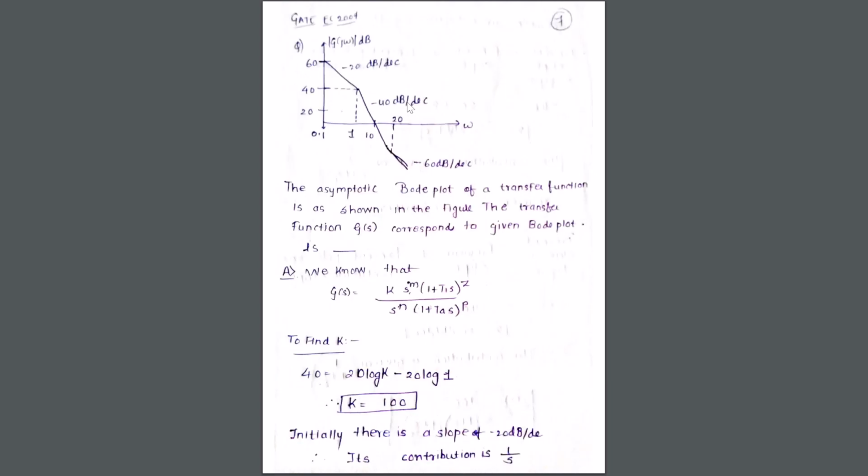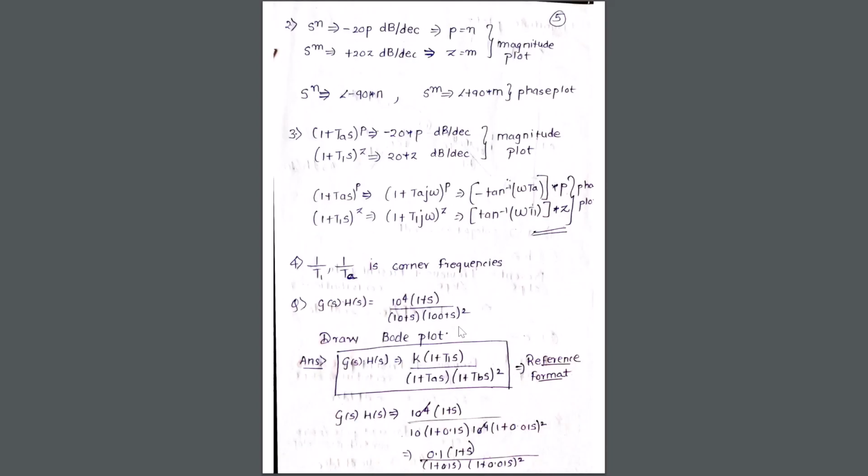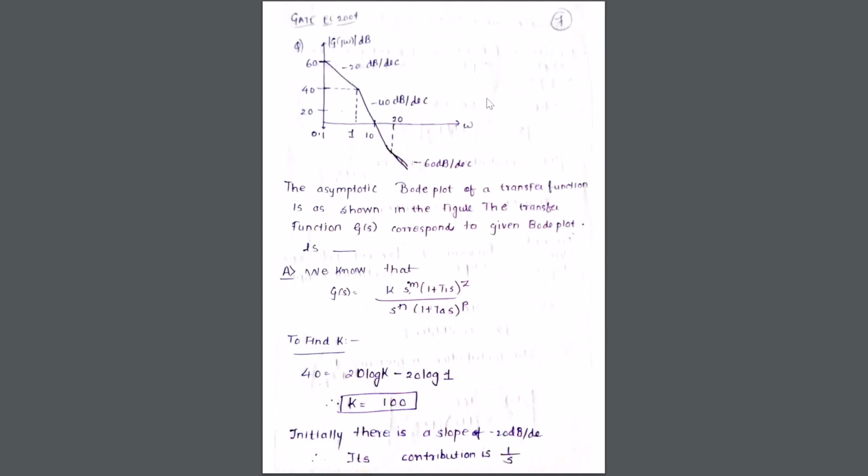Now this is a GATE problem in EC 2007. Now look at the plot. They are telling you the asymptotic Bode plot has a transfer function as shown in the figure. The transfer function g of s corresponds to the given Bode plot. So it's asking what is my g of s. If you look in the last question, my g of s was mentioned to me. I had to find the Bode plot, magnitude plot. Here, as I told you, the plot is given to me. I want to find out g of s.